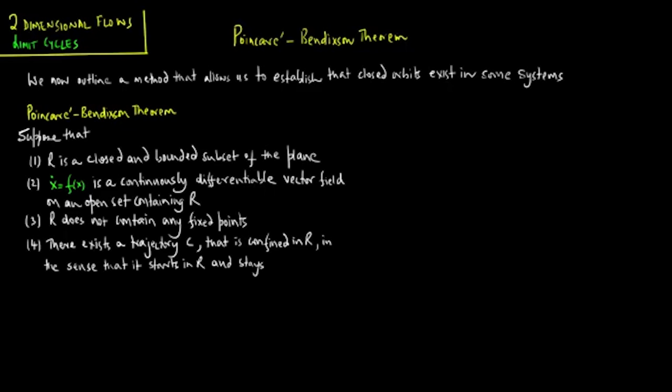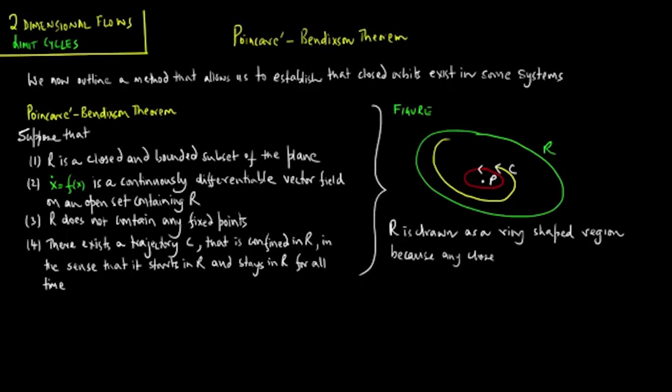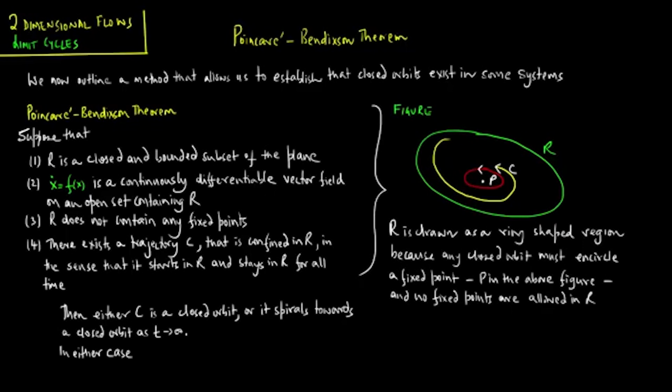Now let's plot a figure and visualize some of this. R is drawn as a ring-shaped region because any closed orbit must encircle a fixed point denoted as P in the above figure, and no fixed points are allowed in R. Then either C is a closed orbit or it spirals towards a closed orbit as t tends to infinity. In either case, R contains a closed orbit as shown in red in the figure.